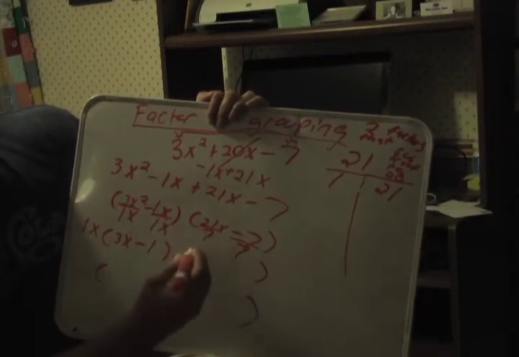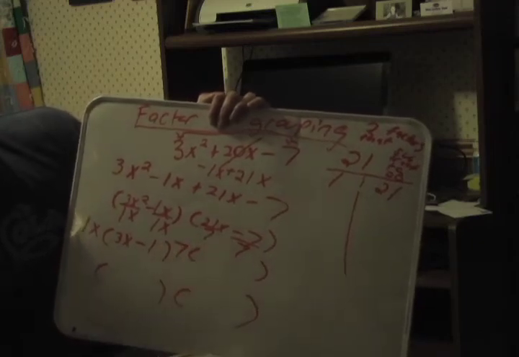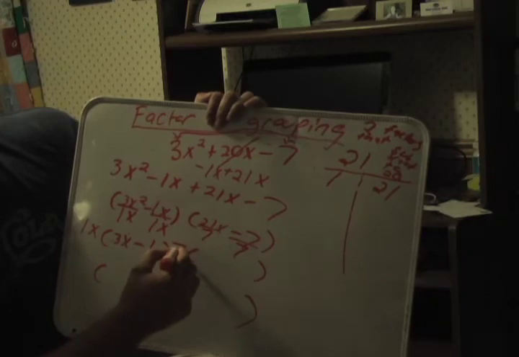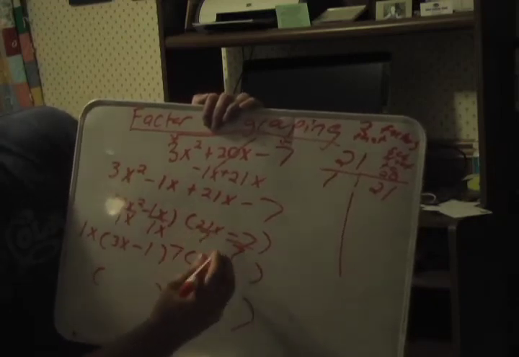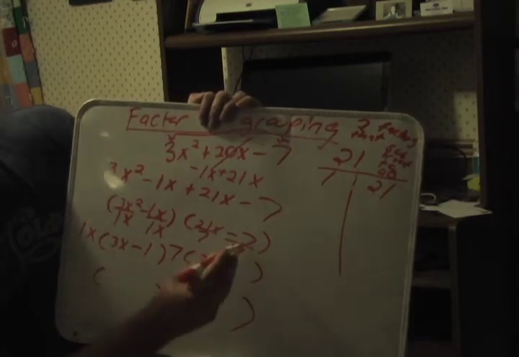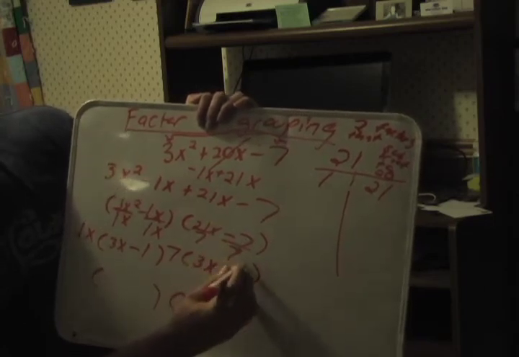Then, factor the 7 to the outside right there. Just put the 7 on the outside. And 21 divided by 7 is 3. 21x divided by 7 is 3x, sorry. Negative 7 divided by 7 is negative 1.